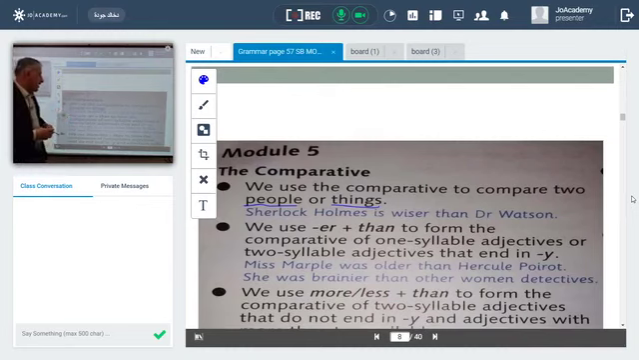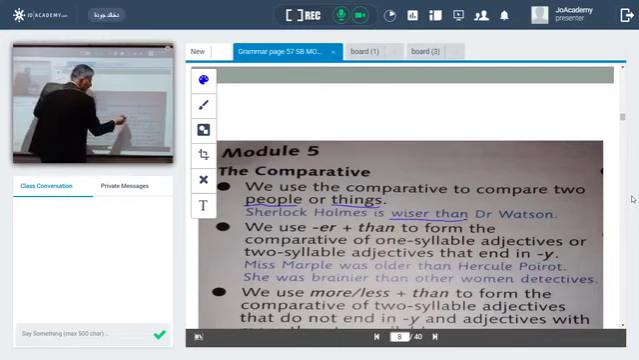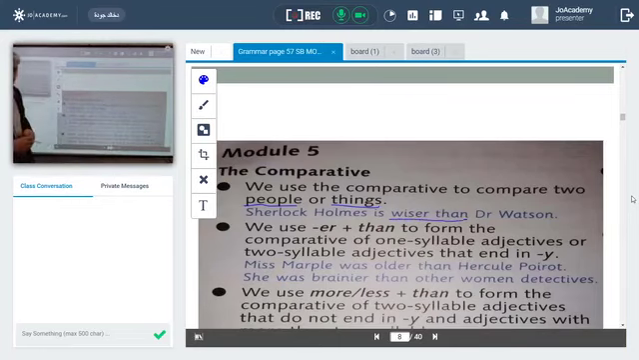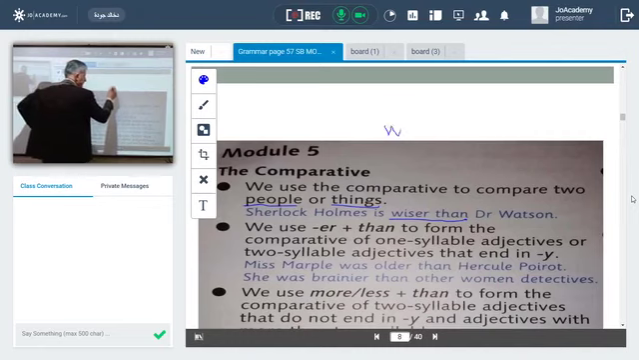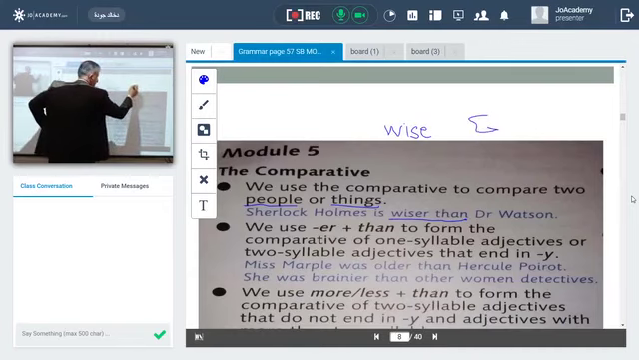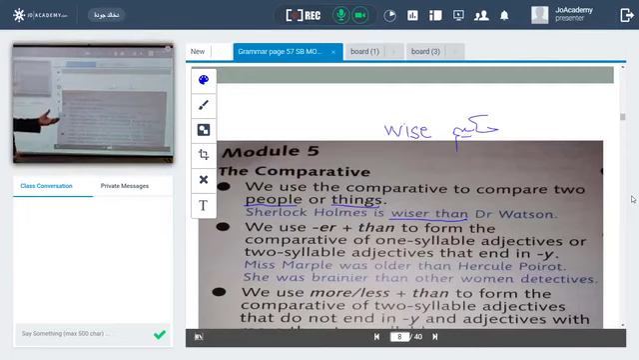So we have here, Sherlock Holmes is wiser than Dr. Watson. He is wiser than. Wiser from the adjective wise. Wise, if I want to write in Arabic, means Hakim. So Sherlock Holmes is wiser than Dr. Watson. He is wiser, more wise. He is wiser than Watson.